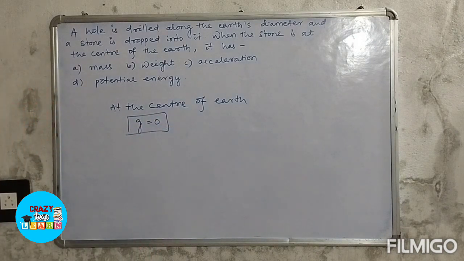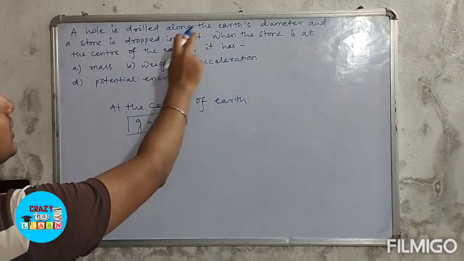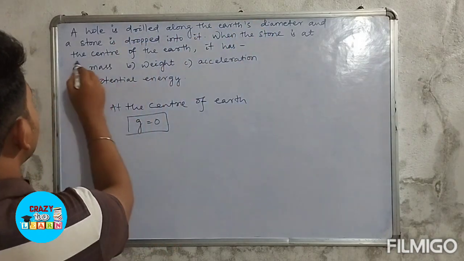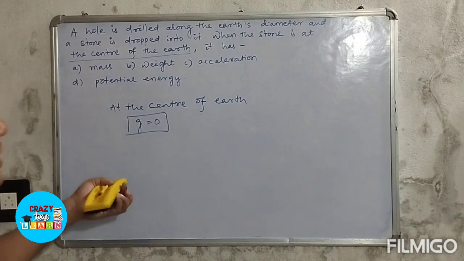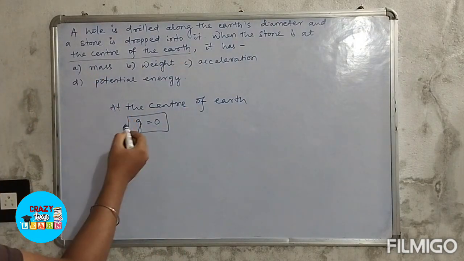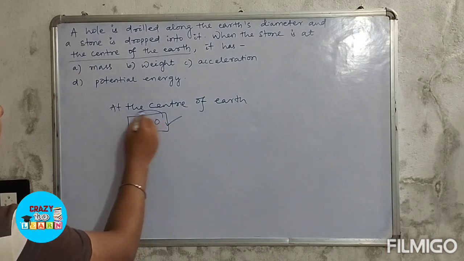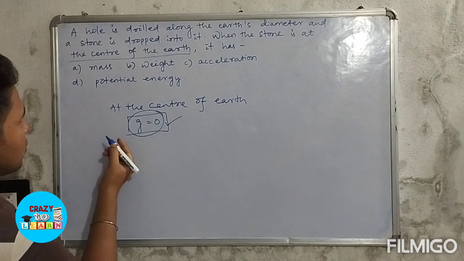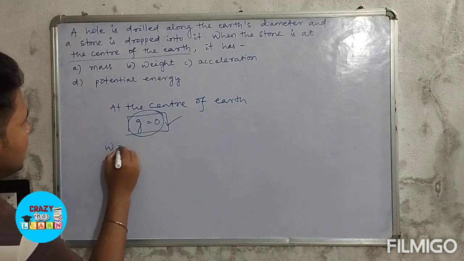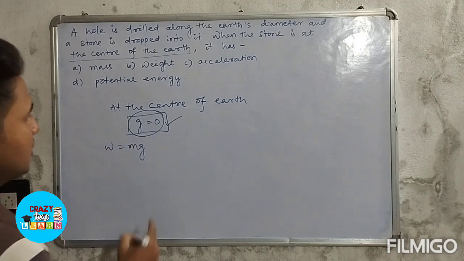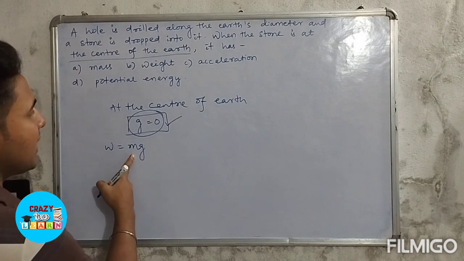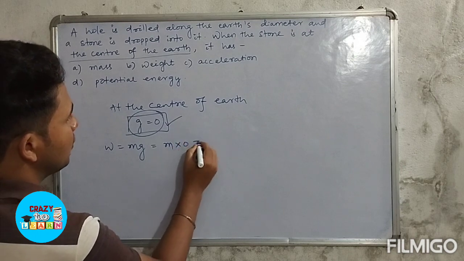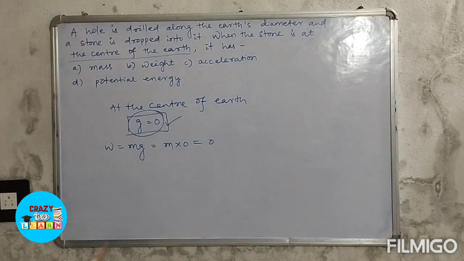So it is asked in the question, a hole is drilled along the earth's diameter and a stone is dropped into it. Now the stone is at the center of the earth, so the stone has the acceleration due to gravity small g equal to 0. We know the weight W is equal to m into g. It has some mass, but the acceleration due to gravity is 0. So m into 0, we will get 0. Clear?